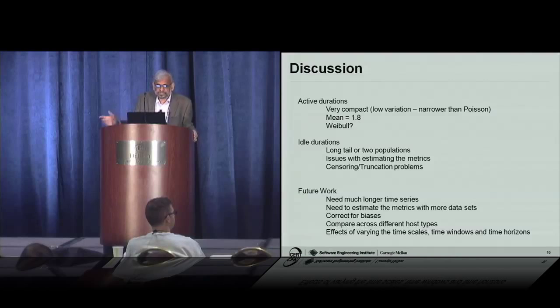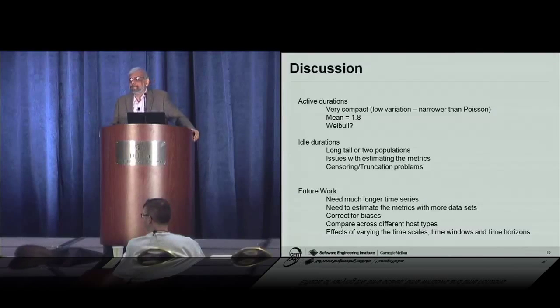So just a couple of points. I've mentioned most of them. The active durations are very compact. They seem to be narrower than a Poisson, and in reliability theory, they use the Weibull a lot. Maybe that's a better one. In terms of idle durations, it's very important to realize that there are censoring and truncation issues. And we really need much longer time periods, which is the future work, and the others.